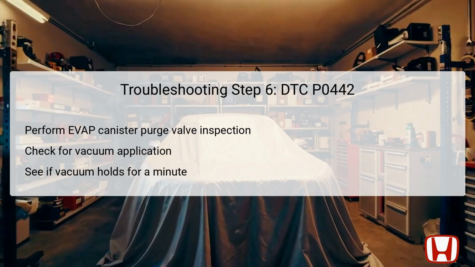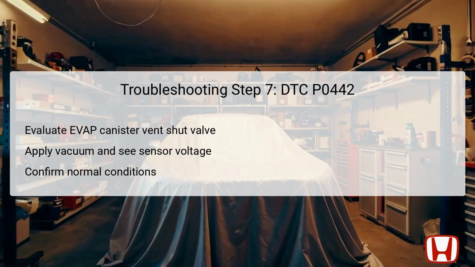A proper amount of vacuum must be applied during the inspection. The crucial part of this step is confirming that the vacuum holds for a full minute. This ensures the valve is functioning correctly. If any loss of vacuum is observed during this time, it indicates that the purge valve may be defective and requires replacement.